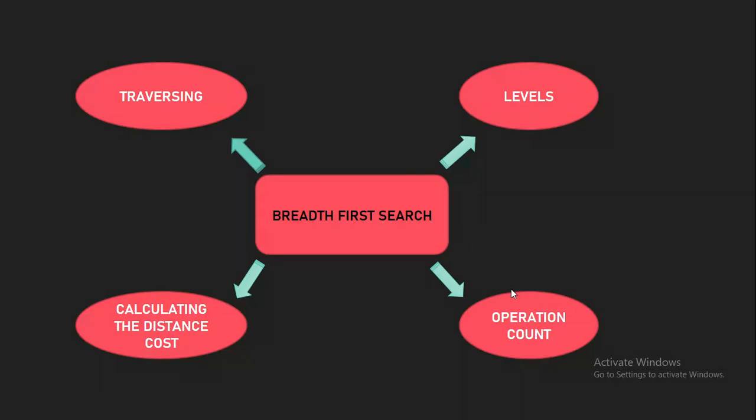So what I'm going to do with my breadth search method is traverse the nodes or the points, and then to understand the levels, I'm going to search through the levels and calculate the distance cost, and also compare the operation count to calculate the complexity between the branch and bound method, the optimal method, and also the breadth search method.